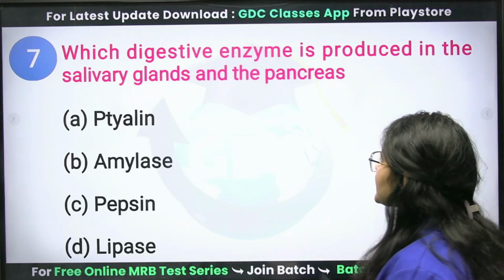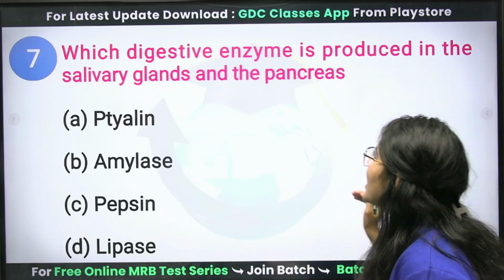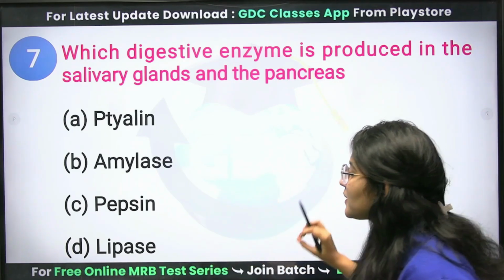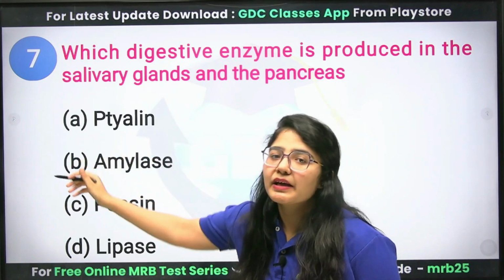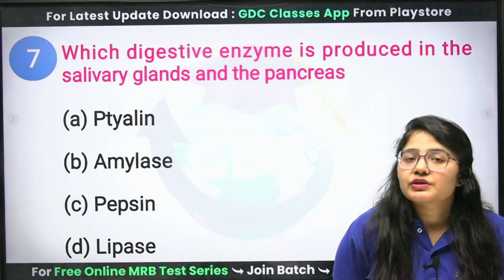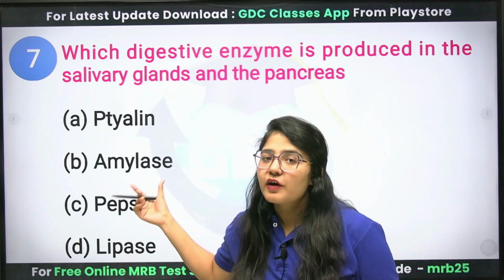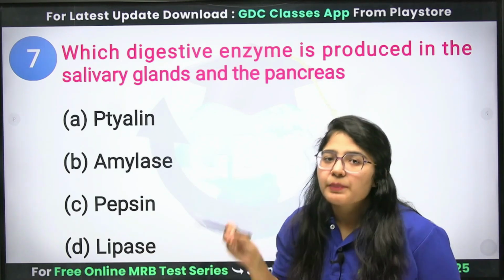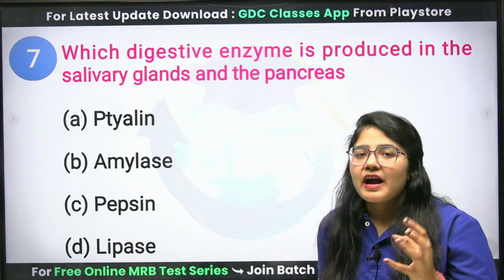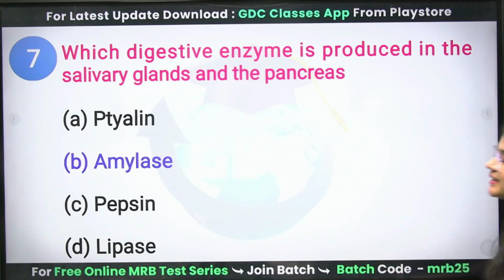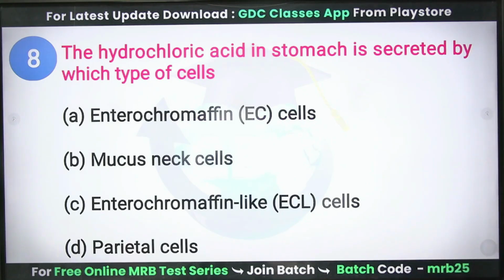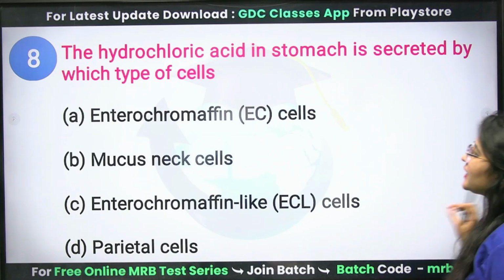Next question. Which digestive enzyme is produced in the salivary glands and the pancreas? Amylase, pepsin, lipase or peptidase. The pancreas is not responsible for the production of pepsin, lipase or peptidase, but it can produce amylase. Why? The main function of your pancreas is related to glucose digestion, that is, insulin is produced. Amylase is responsible for the digestion of carbohydrates, which are a type of sugar. Likewise, the salivary gland also contains amylase because the digestion of carbohydrates starts from your mouth itself. Clear? So the correct answer is amylase, which is responsible for the digestion of carbohydrates. Clear? Next question. The hydrochloric acid in the stomach is secreted by which type of cell?